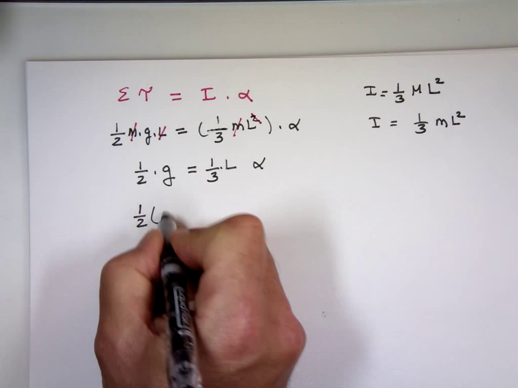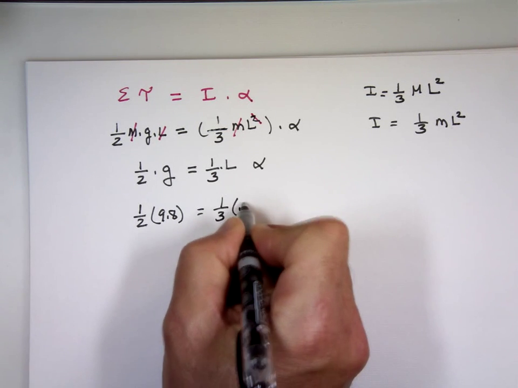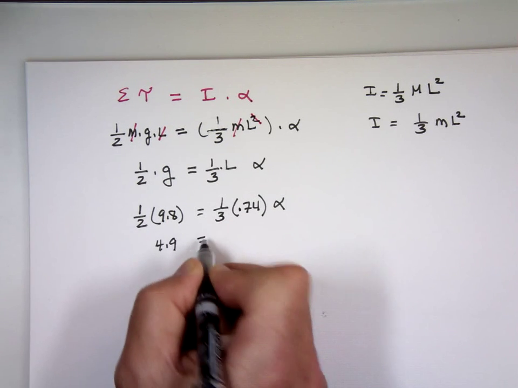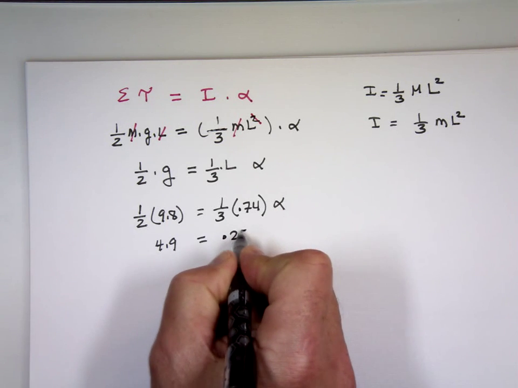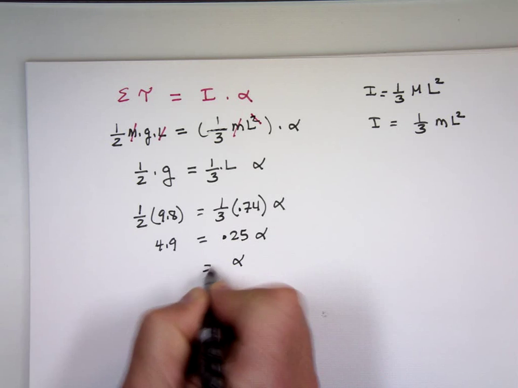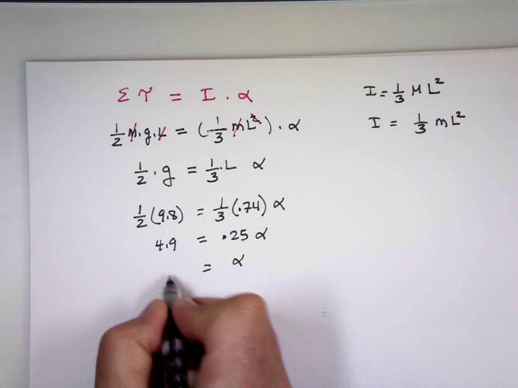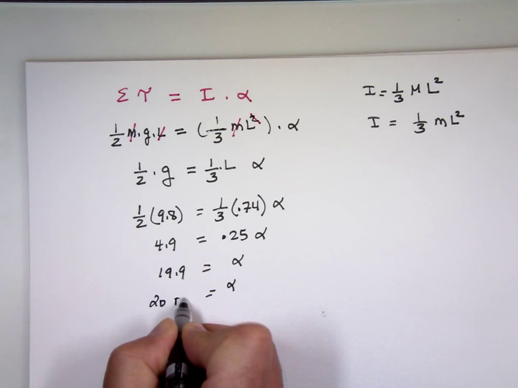G is 9.8. 4.9 equals 0.74 divided by 3, 0.25, approximately 0.25 alpha. What is alpha equal to? 19.9. Two significant digits, alpha equals 20 rad per second squared.